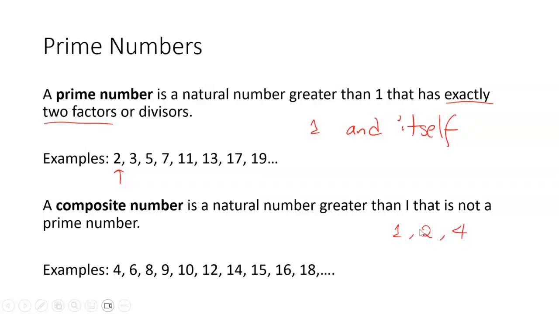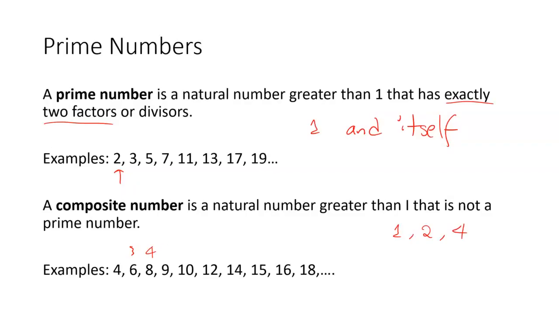And 4 already has 3 because it has 1 and itself, the 4 itself, because 4 divided by 4 is 1. But it also has an extra divisor. So it has 3 factors or 3 divisors. And that's why it's composite rather than being prime. For the same reason, all of these numbers, 6, 8, 9, 10, 12, and so on, are composites because they have another number that divides them other than 1 and itself. For example, 6 is divisible by 3.